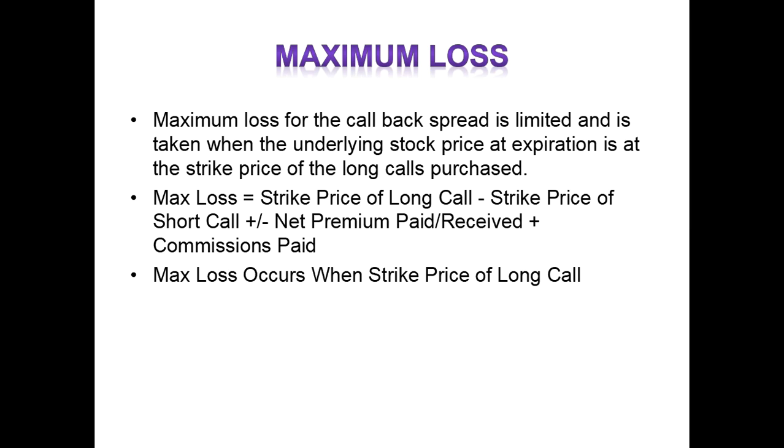The maximum loss for the call backspread is limited and is taken when the underlying stock price at expiration is at the strike price of the long calls purchased. This is calculated by strike price of the long call minus the strike price of the short call, plus or minus the net premium paid or received, plus the commissions paid. So maximum loss occurs when the price of the underlying goes down instead.